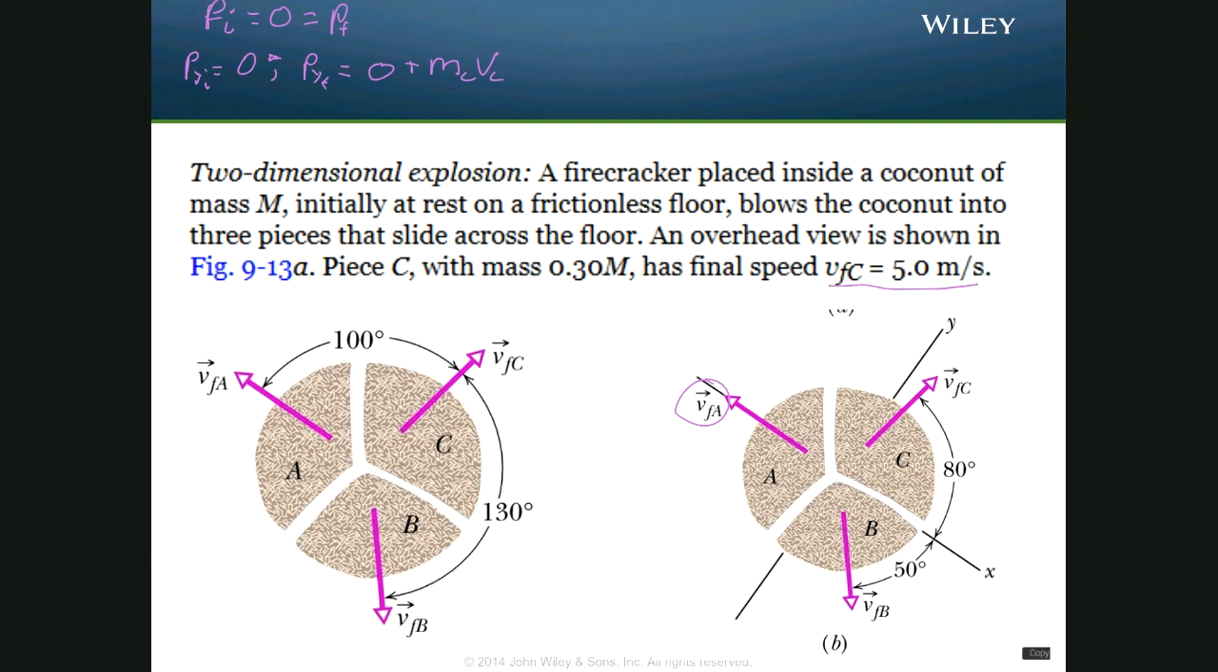So VC, and then we'll notice we're in the minus y direction. So that's going to be VC sine of 80. And that's going to be minus M B VB sine of minus 50, right? So when we look here, we can make some replacements to make the problem easier. Plus, here we have 0.3 M.